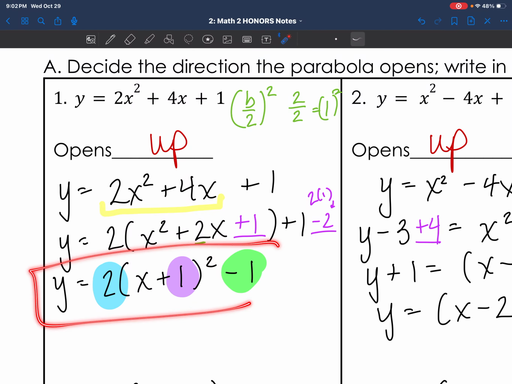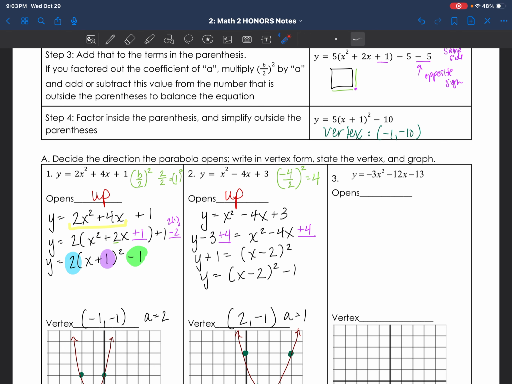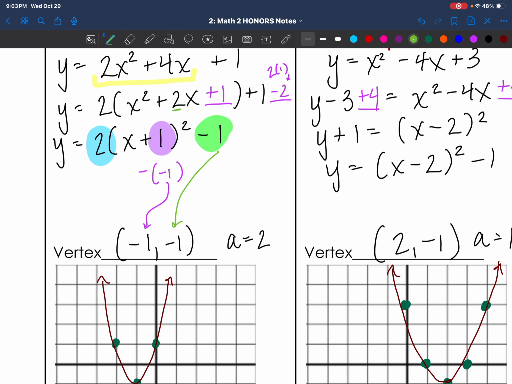So that is your formula. That's vertex form. And then your vertex, remember, it's going to be a minus a -1. So that's where we got that one from. And then this is -1, which just goes in there.